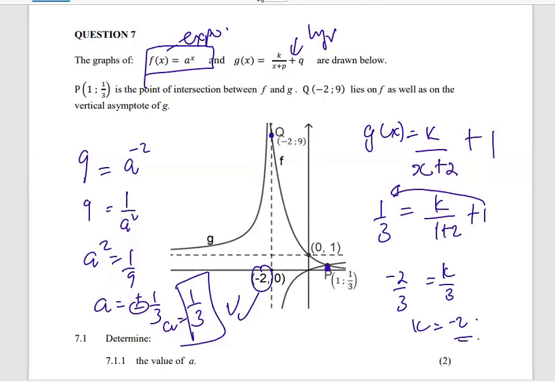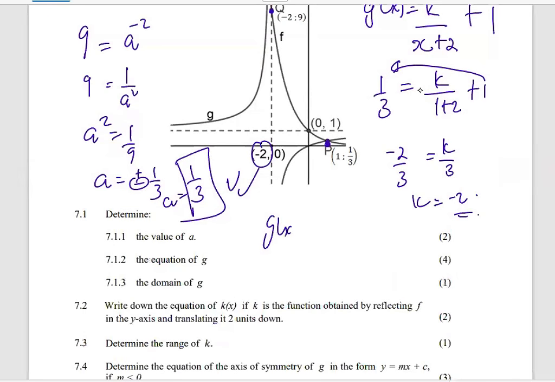So if k is -2, the question wanted the equation, meaning that g of x is -2 over x plus 2, plus 1. They want the domain of g, x is an element of real numbers, x should never be -2.